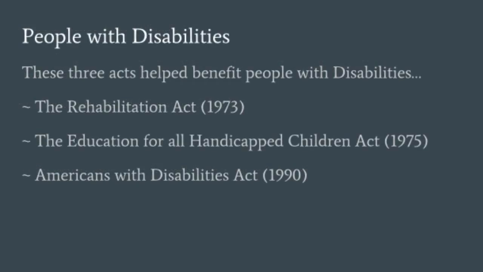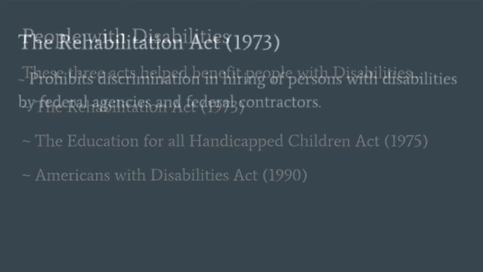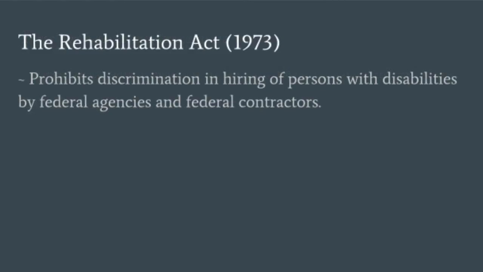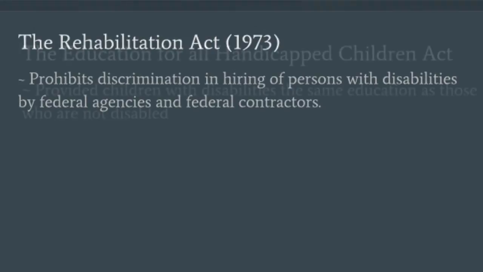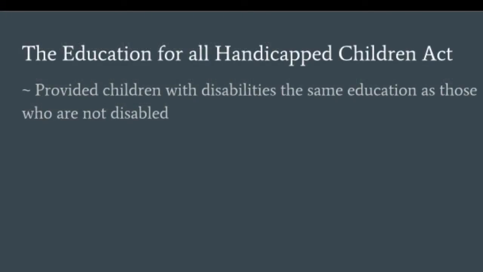The Rehabilitation Act, the Education for All Handicapped Children Act, and the Americans with Disabilities Act greatly benefited people with disabilities. The Rehabilitation Act got rid of the number one problem, which was discrimination. This act prohibited discrimination against people with disabilities in federal programs. Education for All Handicapped Children Act was mainly an equal rights act that provided children with disabilities the same education as those who weren't disabled.